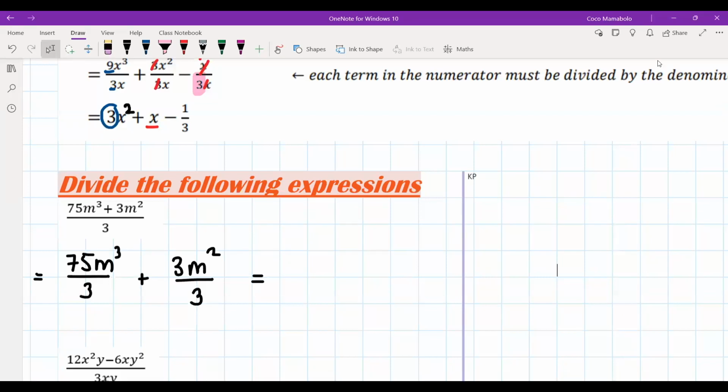All right. But you can't go away now. You have to answer my question. Trapped you. You need to answer this question for me. Now that I've split them and I've put them both over 3, you need to divide the first one for me. So what is 75m cubed divided by 3?